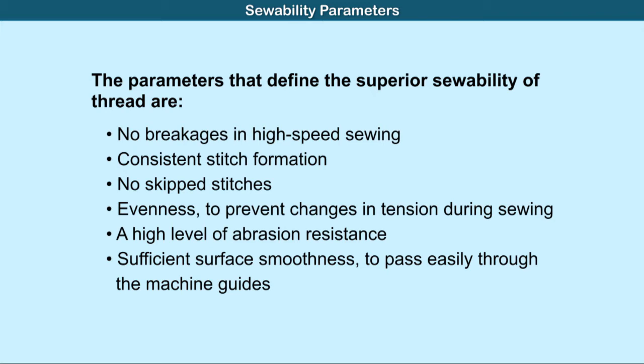Sewability parameters. The parameters that define the superior sewability of thread are no breakage in high speed machines, consistent stitch formation, no skipped stitches, evenness to prevent changes in tension during sewing, a high level of abrasion resistance, and sufficient surface smoothness to pass easily through the machine guides.